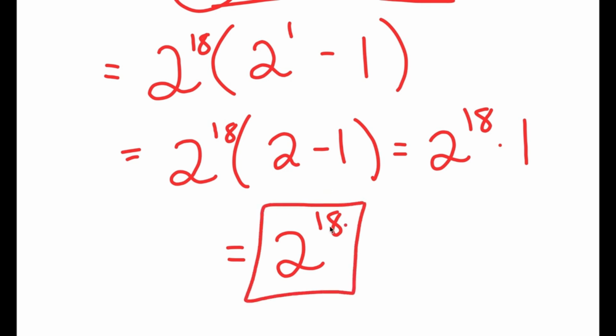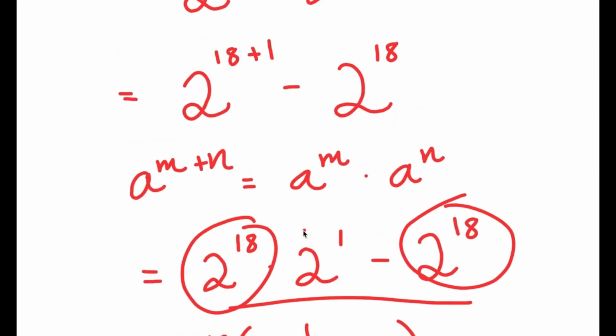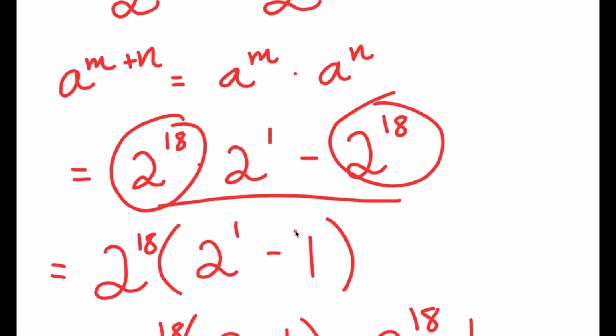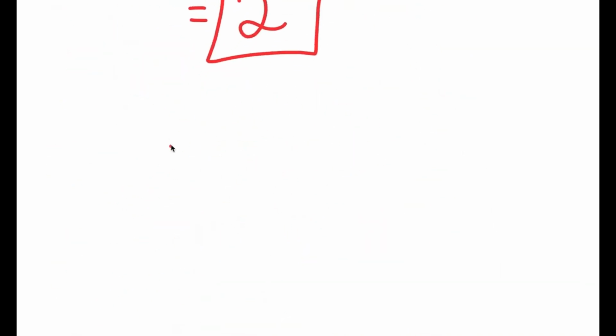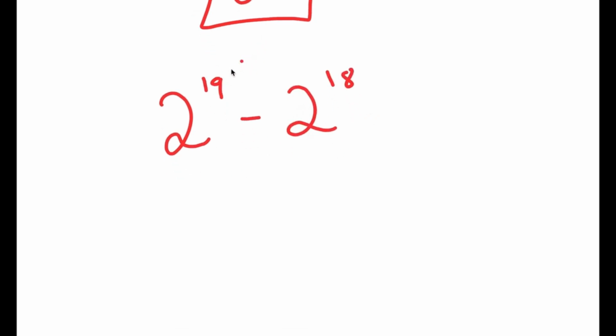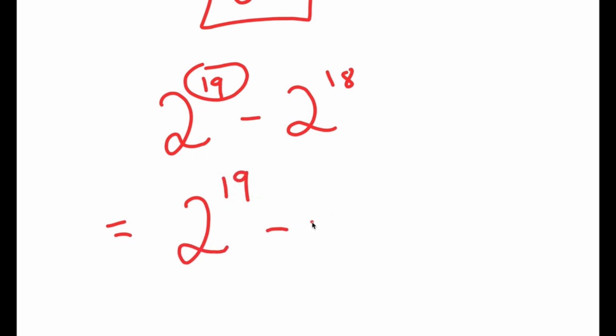Now, there is actually another method of solving this problem. So going back, our original problem was 2 to the power of 19 minus 2 to the power of 18, right? And what we did was we wrote 19 as 18 plus 1, and we solved it by factoring out 2 to the power of 18. So now, what if instead of rewriting 19, I rewrite 2 to the power of 18 as 2 to the power of 19 minus 1.